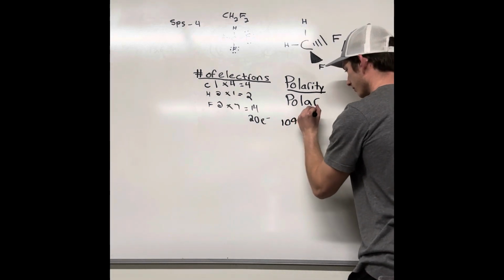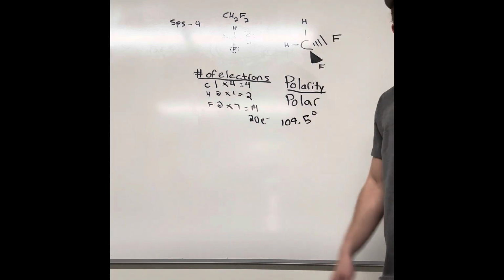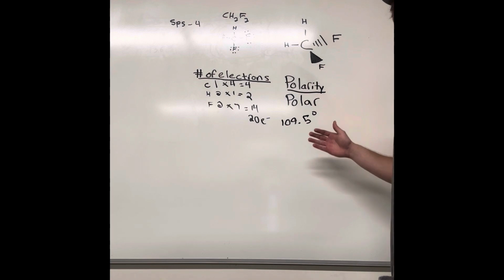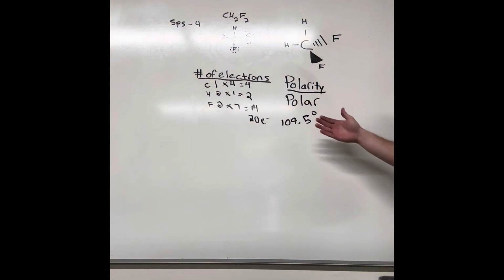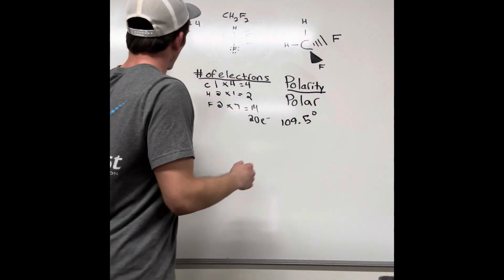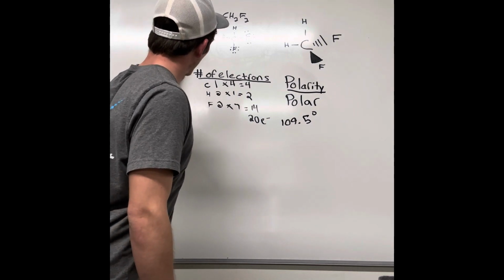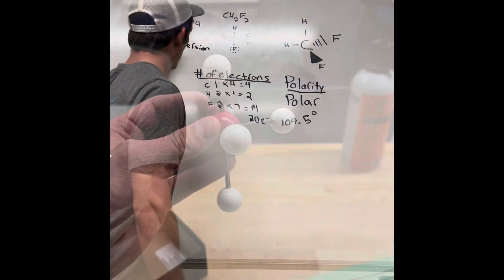And we know the ideal bond angle for all tetrahedral electron pair geometry is 109.5 degrees, right? So now we got to determine the intermolecular forces, in which all compounds have dispersion, and since this is a polar element, we also have dipole-dipole.